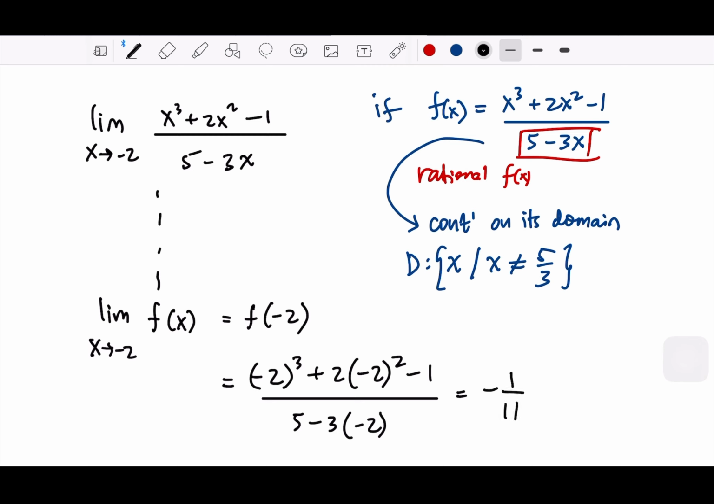Okay. Basically, if you just focus on how to get the limit value, you can just direct substitute. What I want to show here is to get the idea on why this is equal. We can go by the definition of a rational function, which is continuous on its domain. Because x is not 5/3, we don't need to be worried about this -2, right?